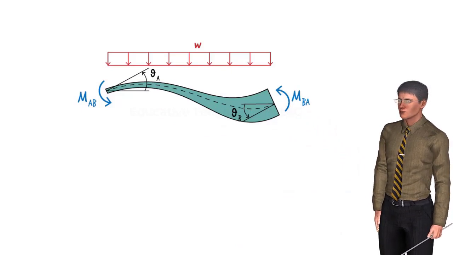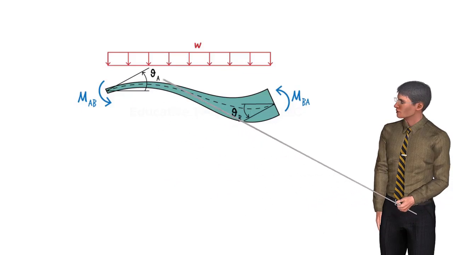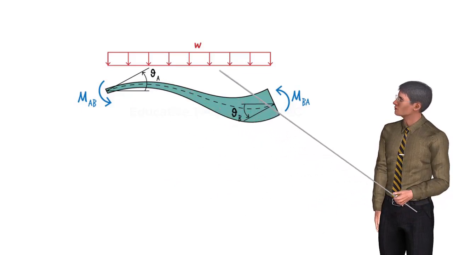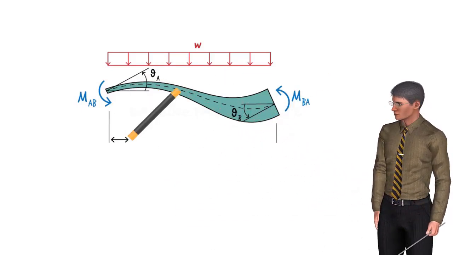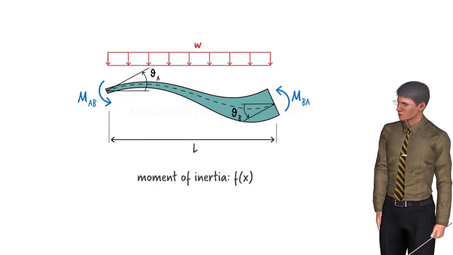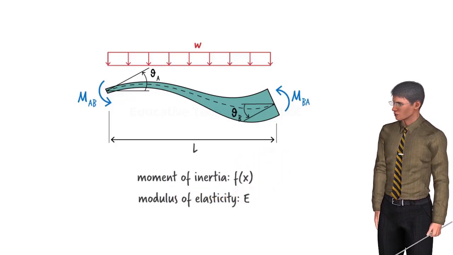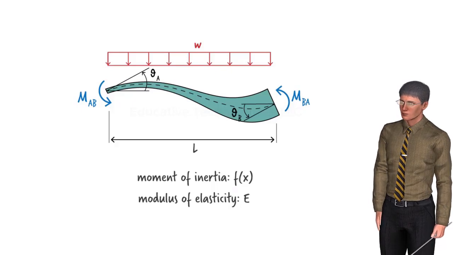Our objective is to write the slope-deflection equations for the beam segment. That is, we want to express the end moments in terms of the end rotations, the distributed load, L, and the variable moment of inertia, f(x), and the material's modulus of elasticity, E. For this computation, we're going to use the principle of superposition, coupled with the method of virtual work.